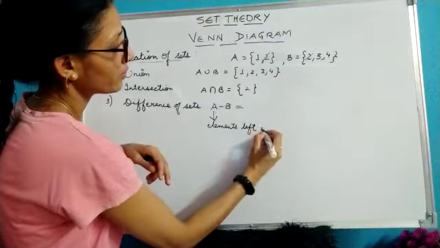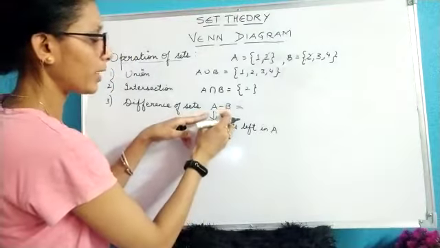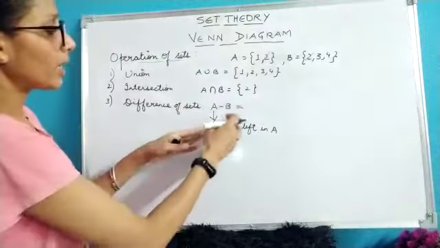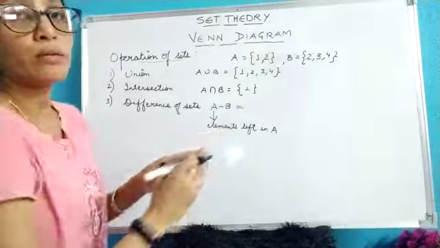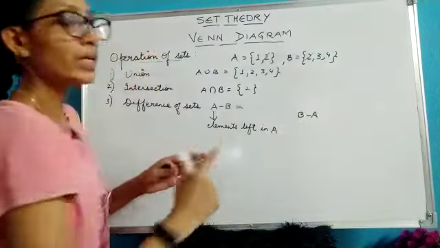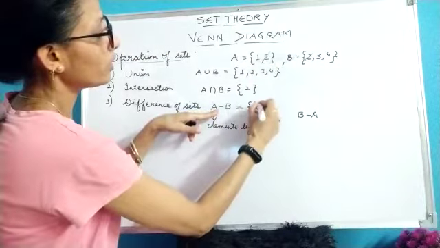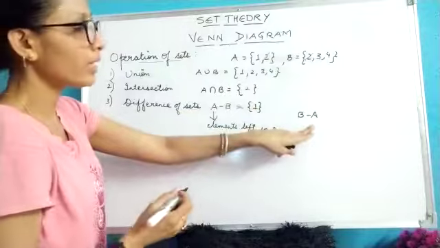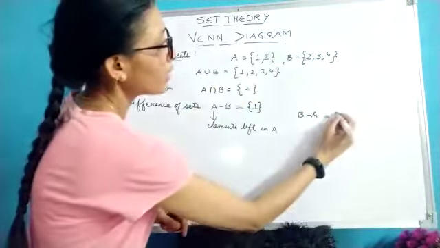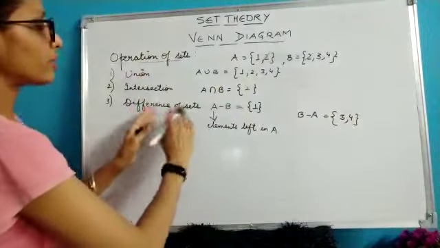So if I am doing A minus B, that means I am subtracting or cancelling all the common part between A and B and I am writing just the leftover elements of A. Say if it is given B minus A, then you have to write the leftover elements in B. So here A minus B is only 1. If I am writing B minus A, I cut the common things in A and B and I am left with 3 and 4. So this is difference of set.